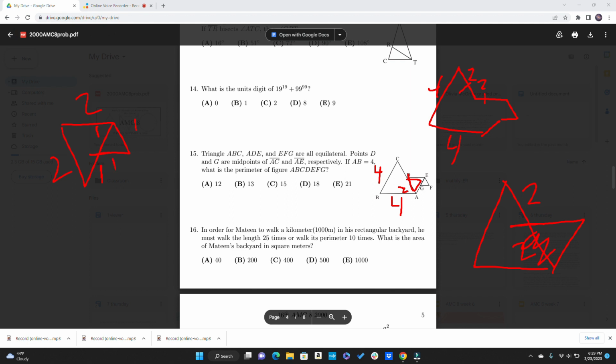So adding these all together, here's our 3 triangles. We've got a 4, 2 here, 2 here, 1 here, 1 here, 1 here. What do we get if we add that all together? I'm counting 15, and that's our answer.